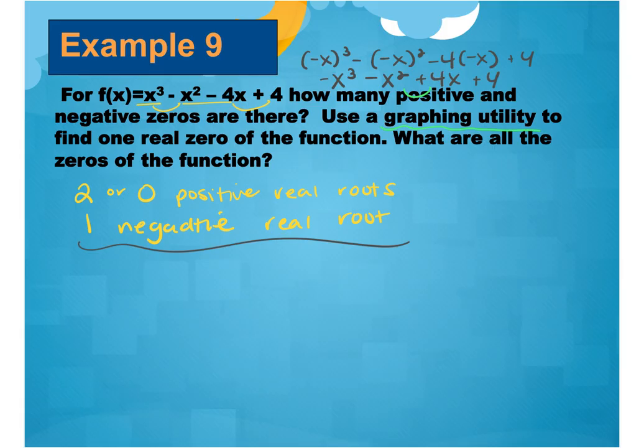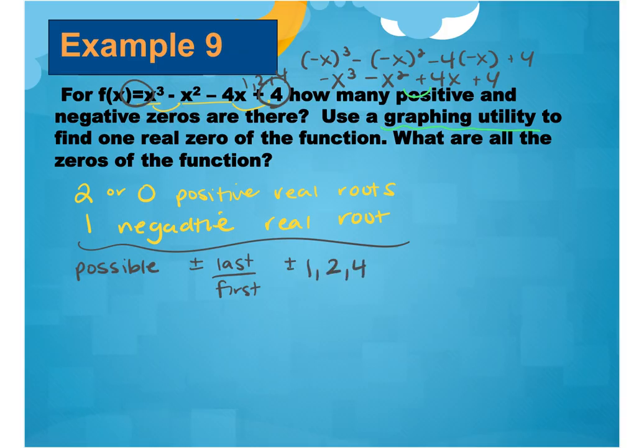Now let's talk about your possible roots. It didn't ask for these, but if I wanted to try them out, it would be plus and minus the factors of last over first. Last being 4 has the factors of 1, 2, and 4. First being 1 means this is plus and minus 1, 2, and 4.